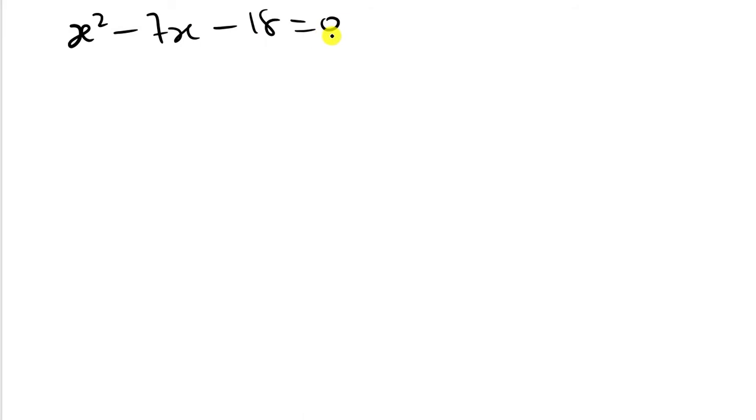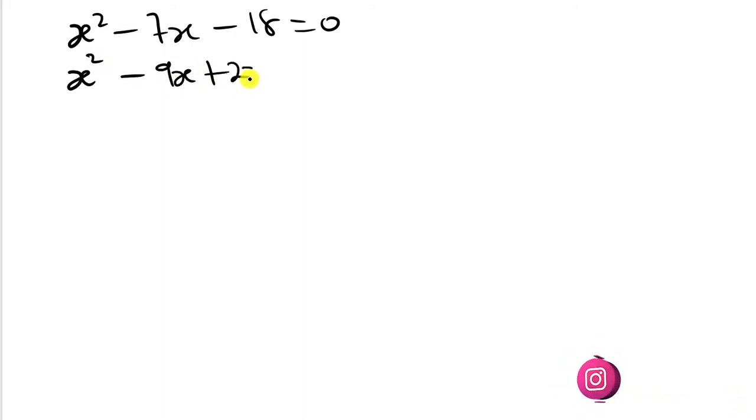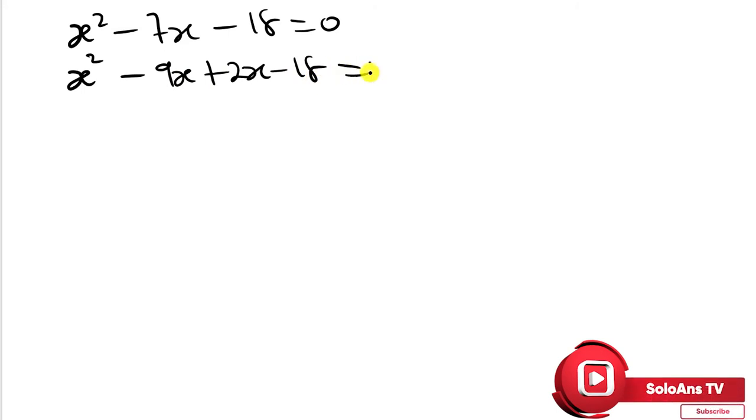You can use any method of your choice to solve this, either the quadratic formula or the factorization method or the completion of squares. Any method that you think is okay for you, you can use that. All right, so let's use the factorization method. We are going to have our x squared minus 9x plus 2x minus 18 being equal to 0.